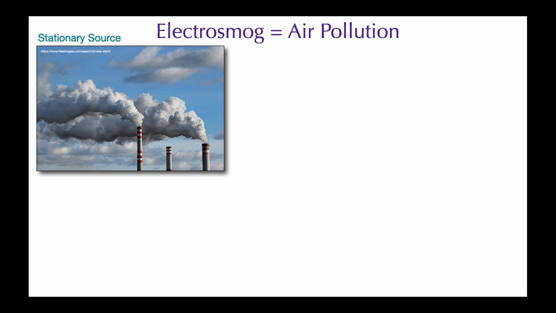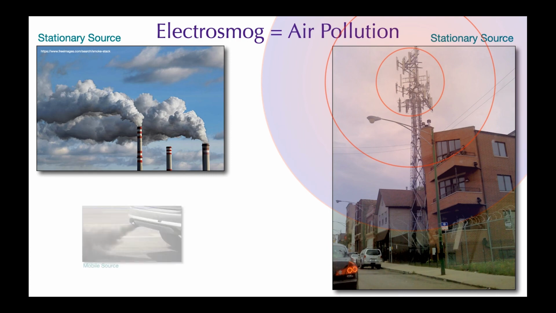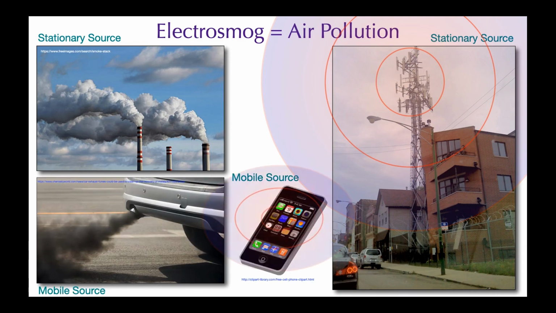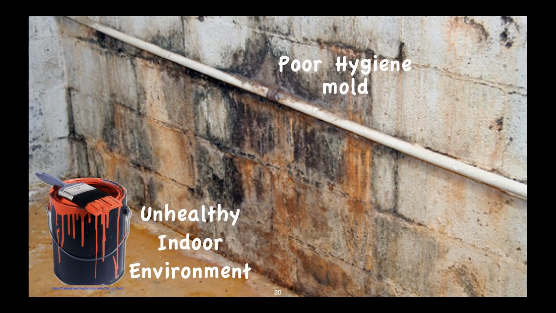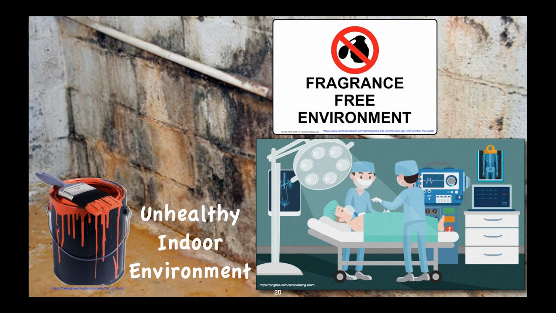Electrosmog is a form of air pollution. We get it from stationary sources and from mobile sources. We can have indoor air pollution as well. Mold, chemicals from paints to pesticides to cleaning products can all pollute our indoor air quality. Hospitals are aware of this, and many now have signs to keep a fragrance-free environment for those with multiple chemical sensitivities.